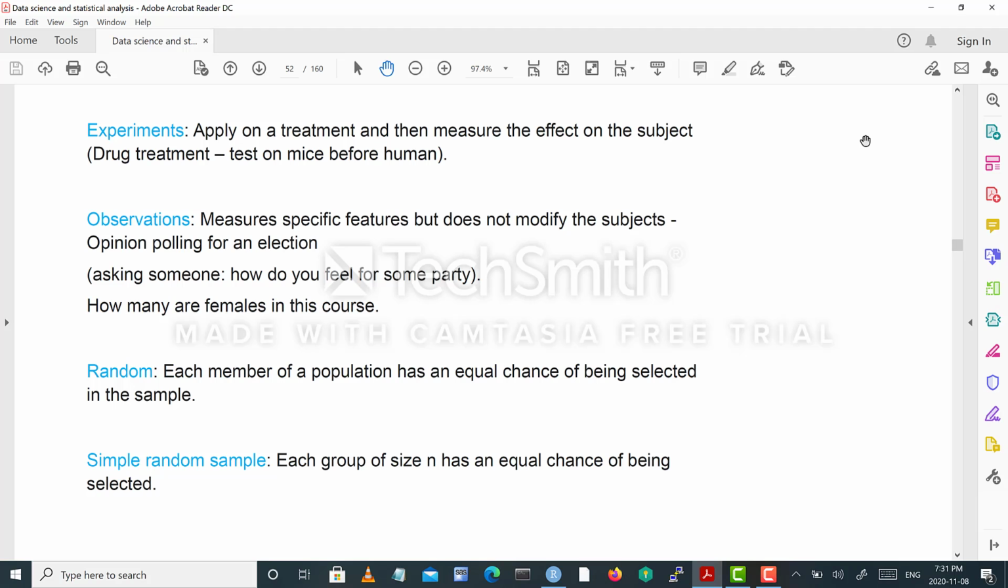Random: each member of a population has an equal chance of being selected in a sample. Simple random sample: each group of size n has an equal chance of being selected.